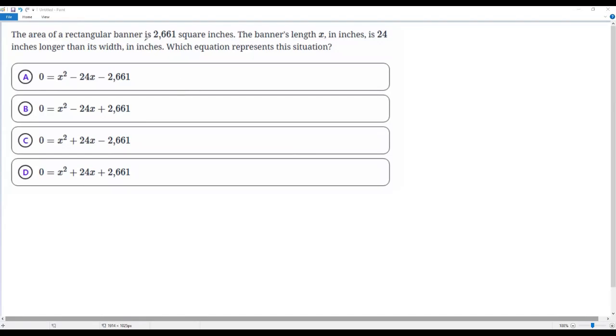The area of a rectangular banner is 2661 square inches. The banner's length x in inches is 24 inches longer than its width in inches. Which equation represents this situation?